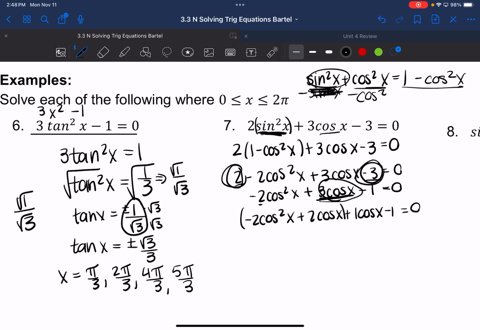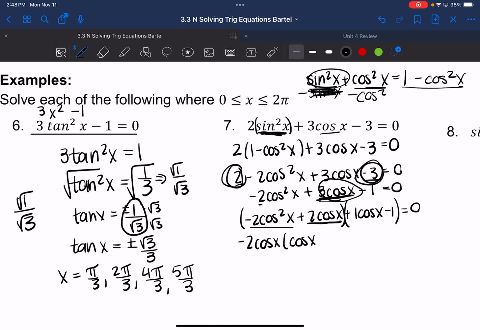Remember, that's where you put these 2 terms in a group and these 2 terms in a group, and we only look at one group at a time. There was some of this on your assignment from last week. What would you guys say we could factor out of group 1? Negative 2 cosine. So I'm going to take out a negative 2 cosine. If I take negative 2 cosine out of negative 2 cosine squared, what's left? Cosine.